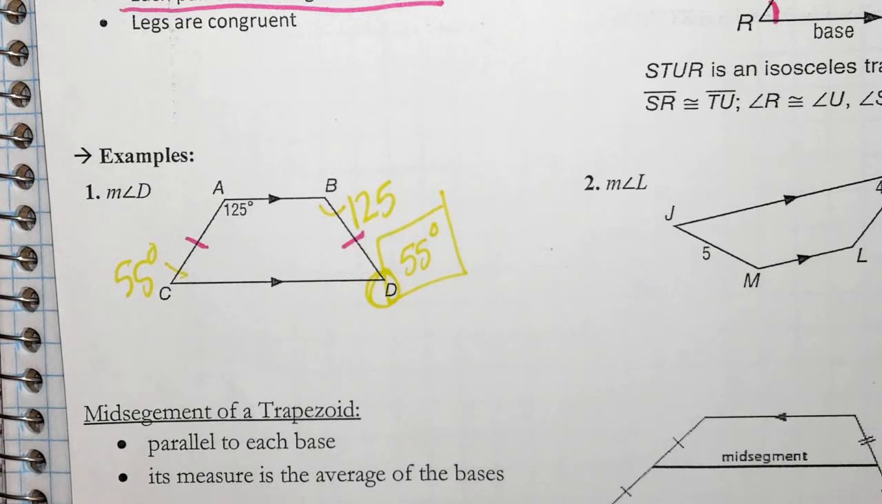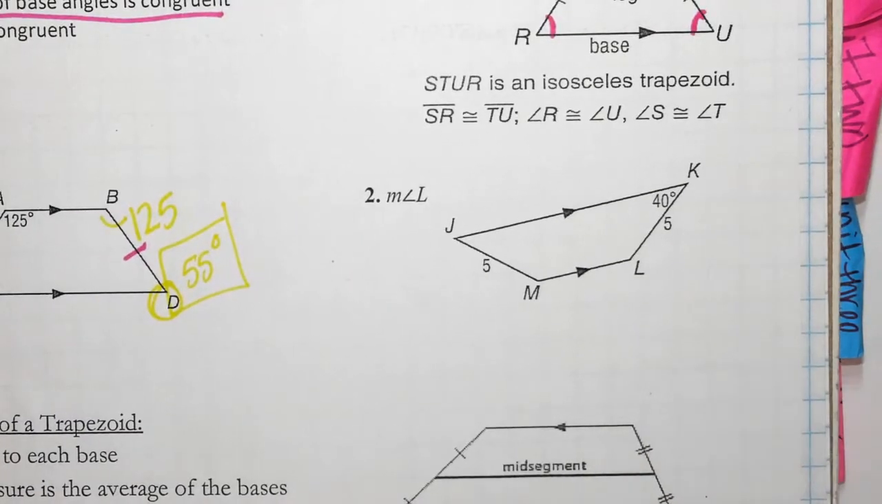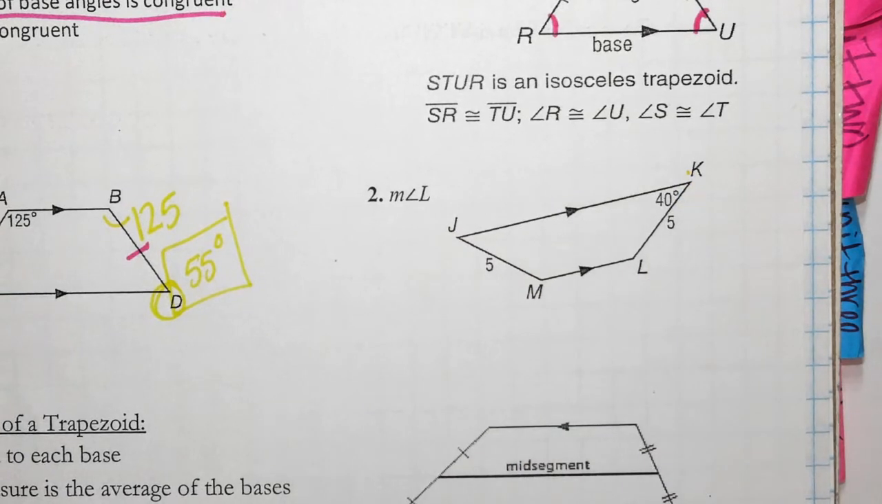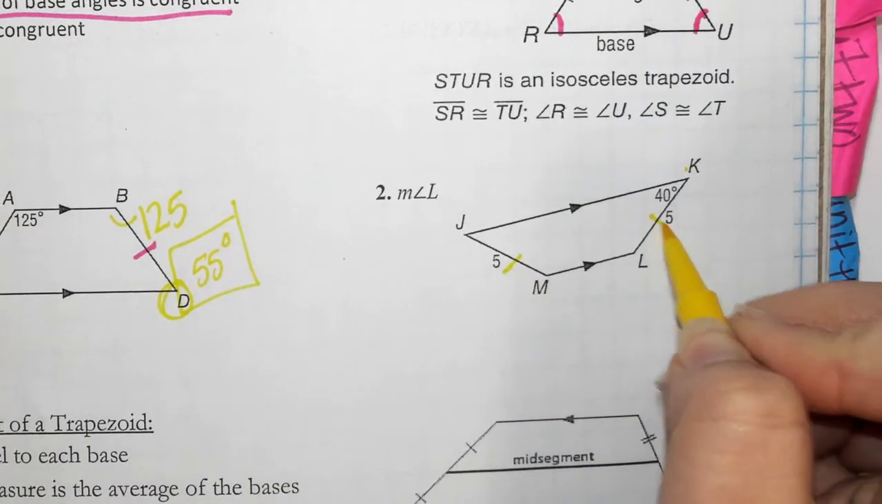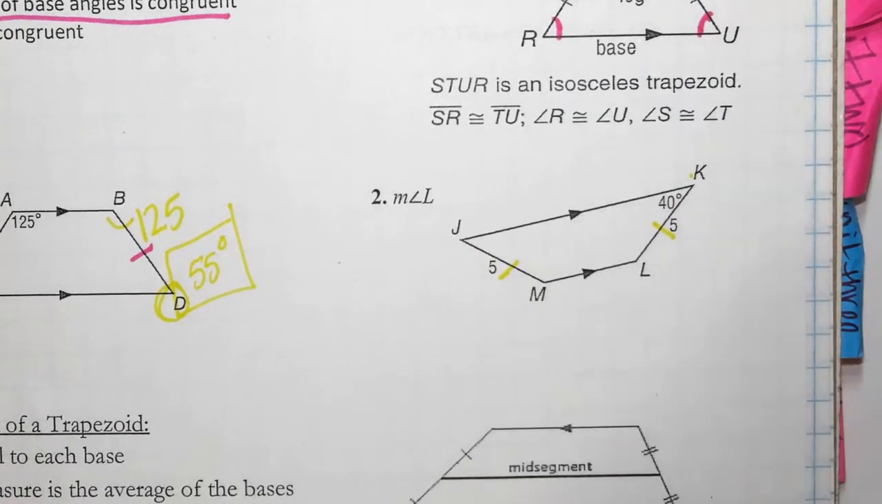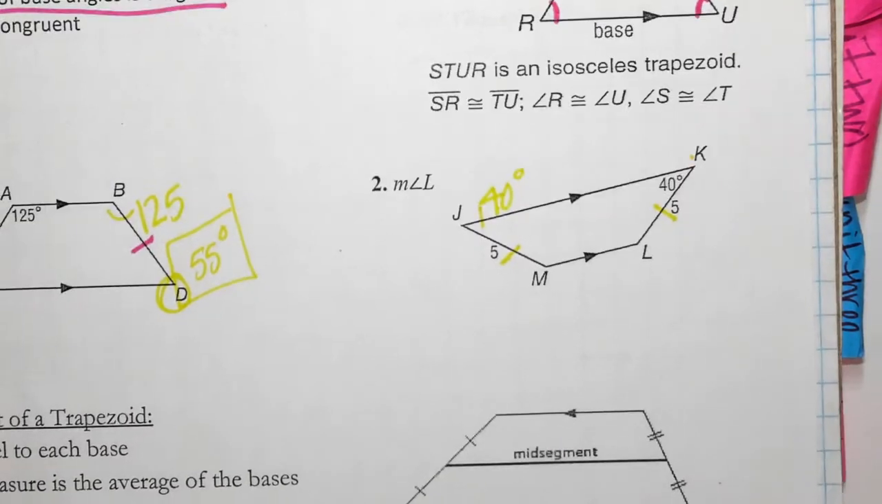All right, are we ready for number 2? Now, number 2 asks us for the measure of angle L. Now, what do we know about JM and KL? They're congruent. So that means this is an isosceles trapezoid. So if K is 40, what's J going to be? 40. But that doesn't help us find L, does it? No. How can we find L?